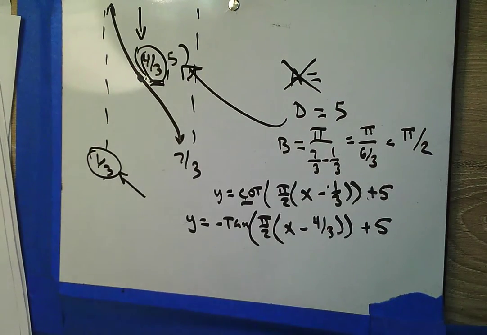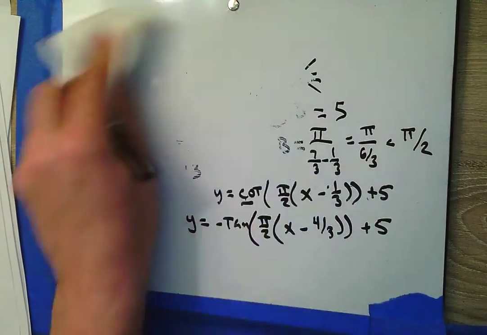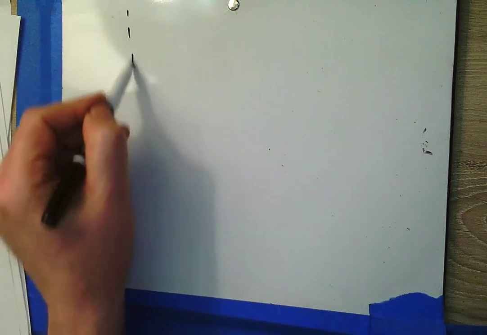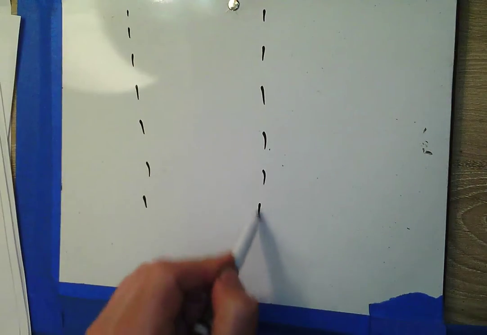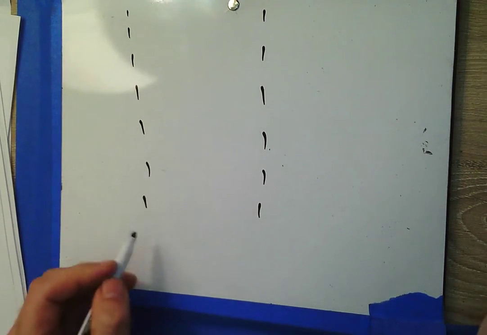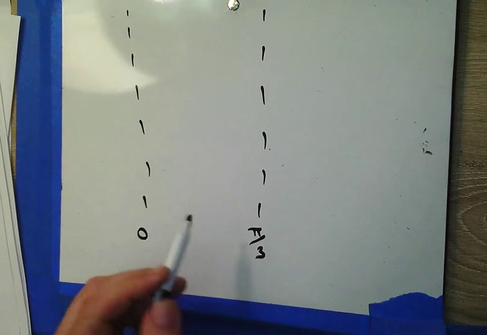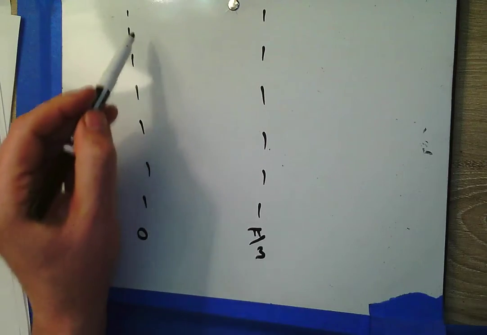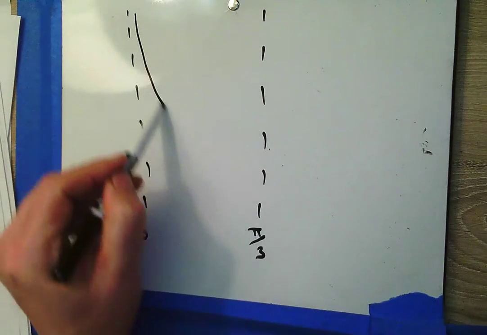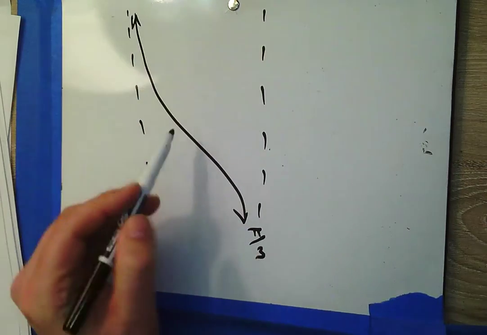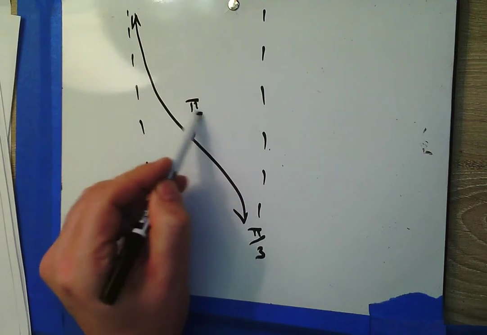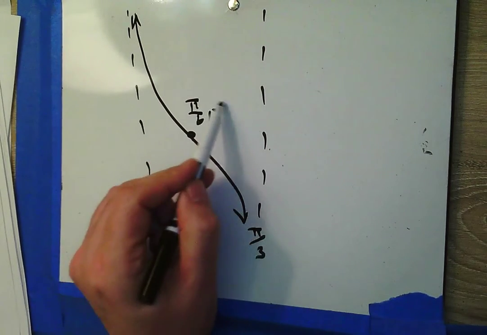Let's do some more of those. Okay. How about 0, pi over 3, pi over 6, negative 4.